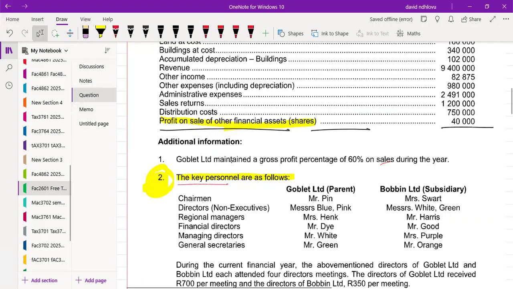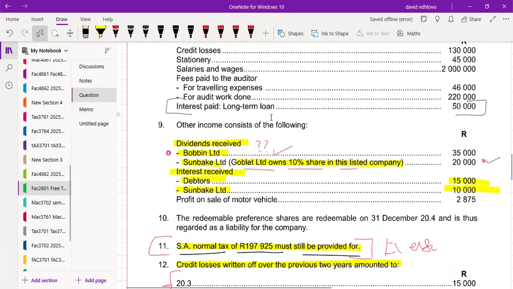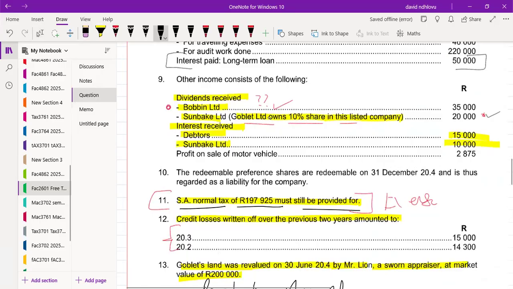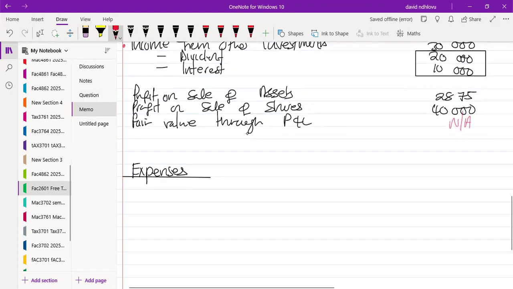Right, then there was a profit on the sale of motor vehicle. Profit on the sale of motor vehicle, it was given, 2875. Right, in this question, there was no fair value gain. So not applicable, but in another question, you may find it. Right, go and check last week's session for detailed notes on this one.